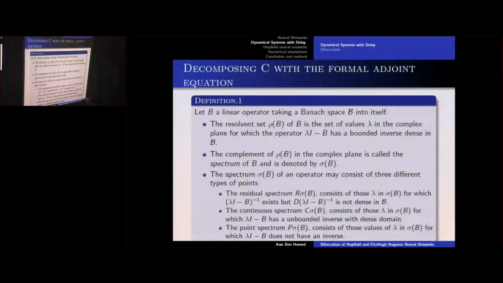We have here some definitions. The resolvent of B, a linear operator taking a Banach space into itself: the resolvent set ρ(B) is the set of values λ in the complex plane for which the operator λI minus B, where I is the identity, has a bounded inverse, dense in the space. The complement of the resolvent set in the complex plane is called the spectrum of B, and it is denoted by σ(B). The spectrum σ(B) is divided into three types of points: the residual spectrum, the continuous spectrum, and the point spectrum.